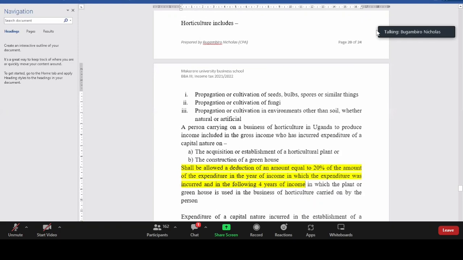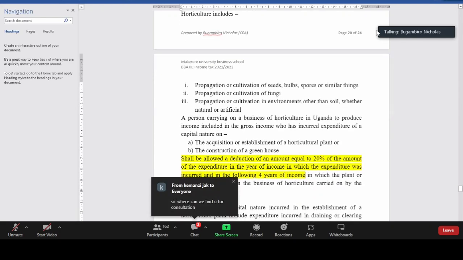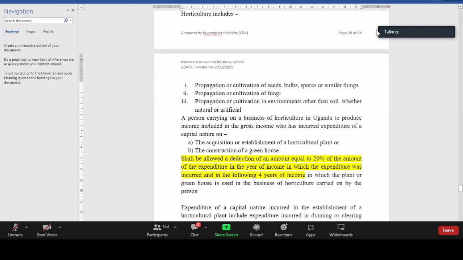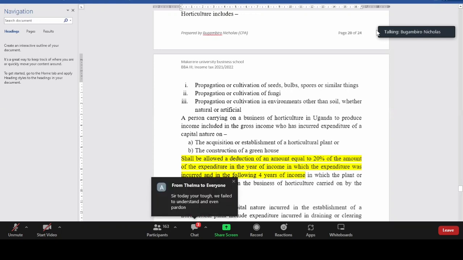In short, greenhouse and horticultural plant, the treatment is like an industrial building. It's typically like a building. So this one is also not included, guys. It's going to be taxed the way we do industrial building. However, it is given an initial allowance of 20% for the 4 years if it relates to a greenhouse.